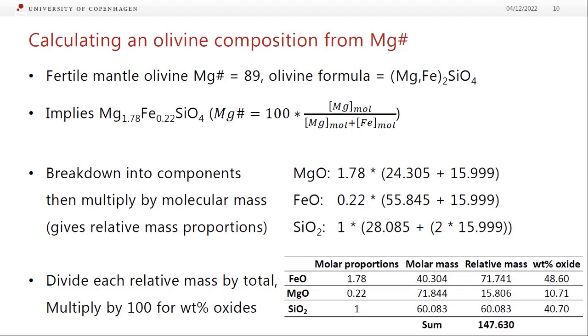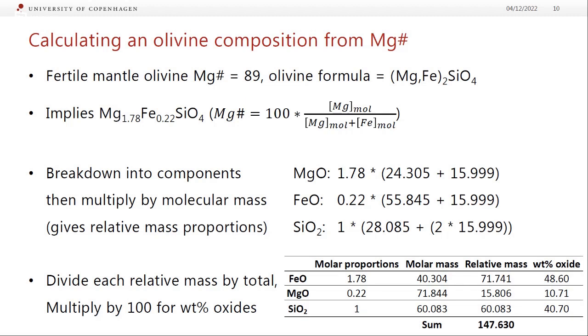And remember that the Mg number is 100 times the number of magnesium ions in moles divided by the number of magnesium ions plus the number of iron ions. So all we do for this is we break it down into these different components. We know how much of each one of these components we have, and then we just multiply them by the molecular mass of each of those components. So 1.78 MgO, and Mg has a mass of about 24, oxygen has a mass of about 16. So we just do 1.78 times the sum of these two.